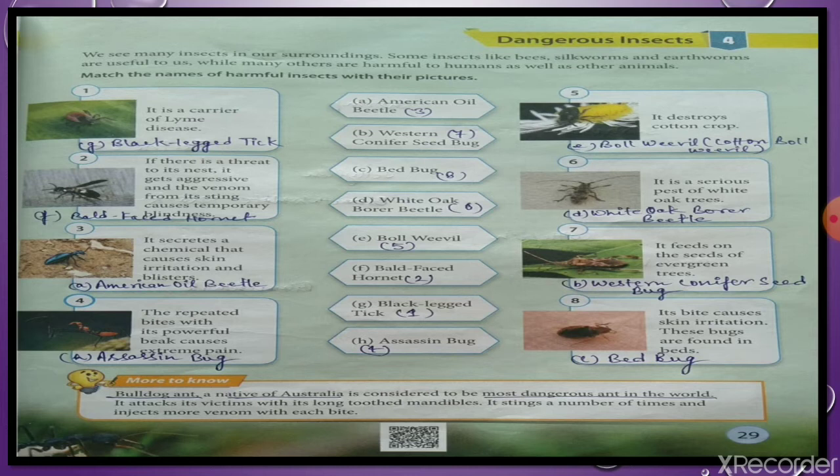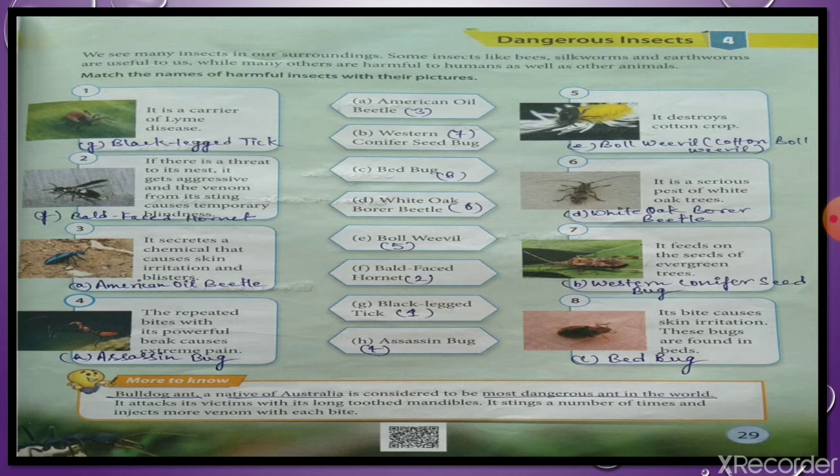You can see the image of the insect, and this is bald-faced hornet. Your option G. Then third one you can see, it secretes a chemical that causes skin irritation and blisters. So this is the option number A, that is American oil beetle. Now fourth one, the repeated bites with its powerful beak causes extreme pain, and this is Assassin bug. That is H, Assassin bug.